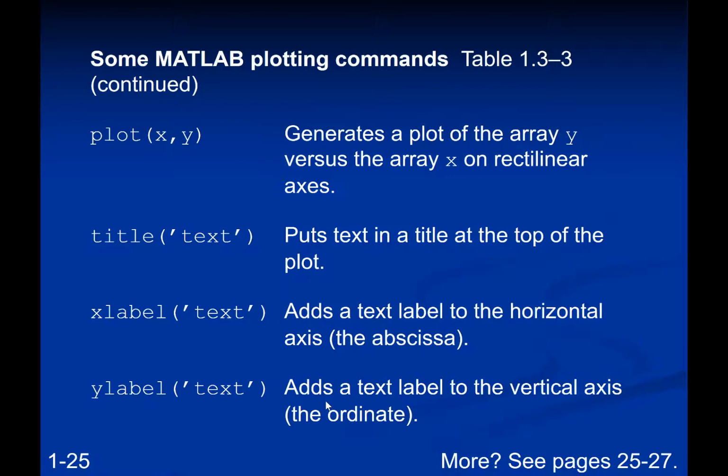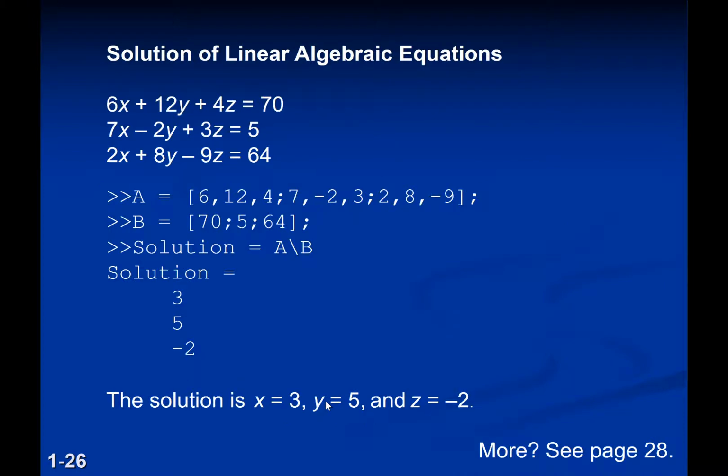Okay, our plot commands are plot, and we give it two arrays, an X and a Y. X is on the X-axis and Y is of course on the Y-axis. It generates the plot of the array versus X on a rectangular axis. We can place a title on our plot. We can label each one of these, and these are additional commands.